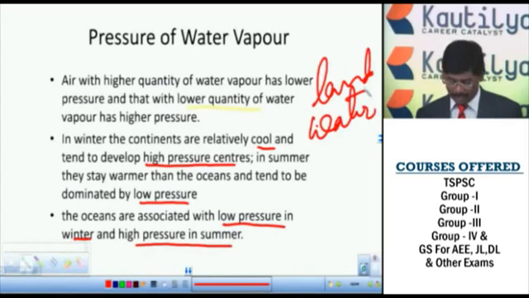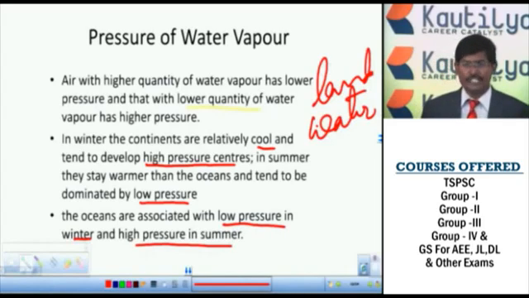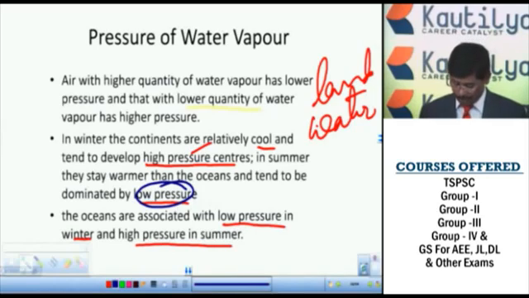On the land, in winter we have high pressure and in summer we have low pressure areas. But in oceans, you observe low pressure in winter and high pressure in summer. That's the main difference we have to observe between land and water. So this is about the pressure of water vapor.